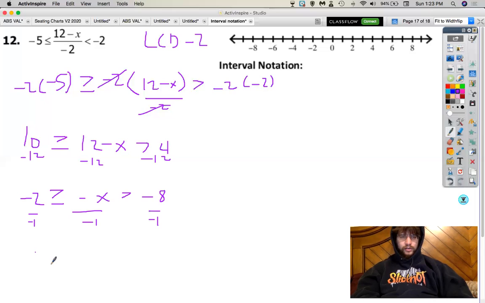So I get 2 is, no, we've divided by a negative, change direction. Oh, good. It's how we need it. It's got less than in there. All right, so let's just graph it and be done. Well, and my interpretation. So 2, we got a solid dot there. And 8, we got an open dot there, and it's everything between them.